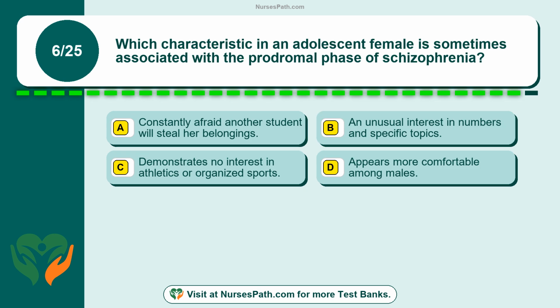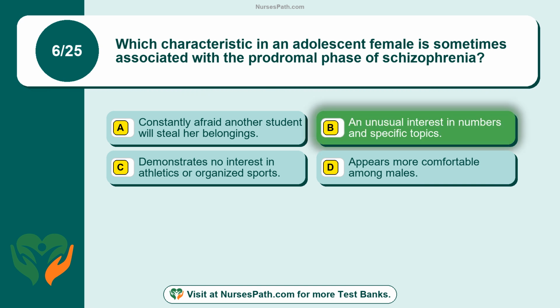Question 6. Which characteristic in an adolescent female is sometimes associated with the prodromal phase of schizophrenia? Option A, constantly afraid another student will steal her belongings. Option B, an unusual interest in numbers and specific topics. Option C, demonstrates no interest in athletics or organized sports. Option D, appears more comfortable among males. The correct answer is option B, an unusual interest in numbers and specific topics.